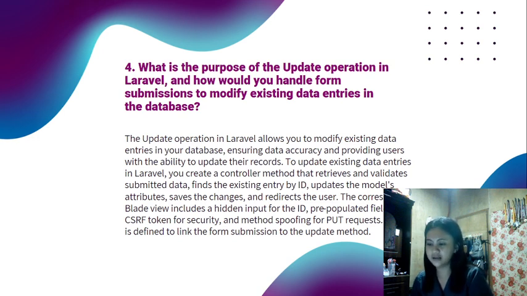So to update existing data entries in Laravel, you create a controller method that retrieves and validates submitted data, finds the existing entry by ID, updates the model's attributes, saves the changes, and redirects the user. The corresponding Blade view includes a hidden input for the ID, pre-populated fields, a CSRF token for security, and method spoofing for PUT requests. A route is defined to link the form submission to the update method.